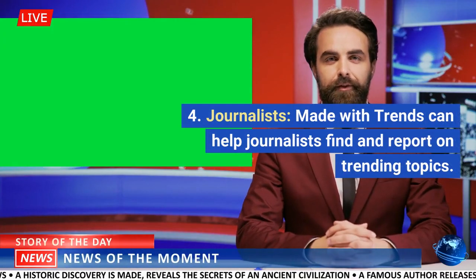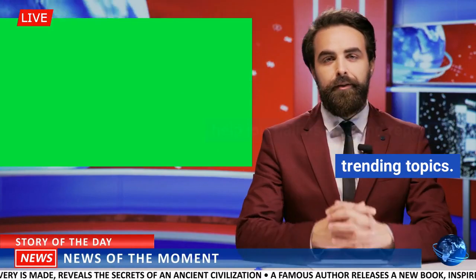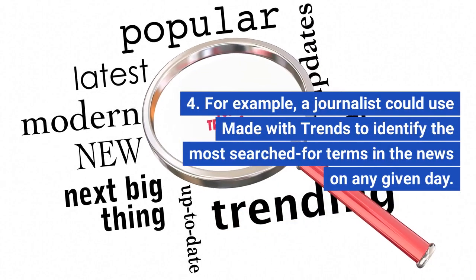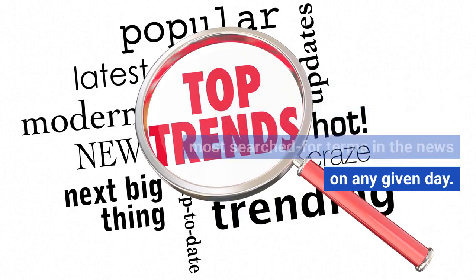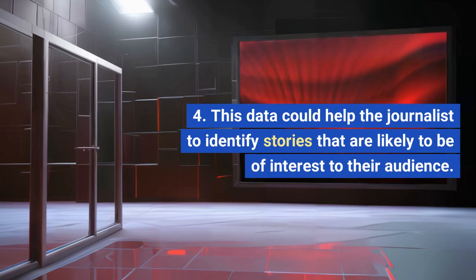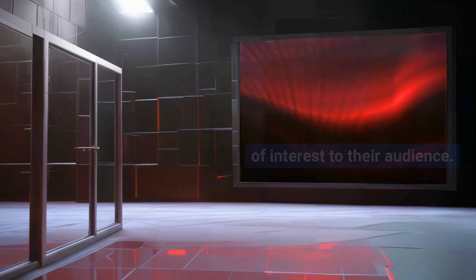4. Journalists. Made with Trends can help journalists find and report on trending topics. For example, a journalist could use Made with Trends to identify the most searched for terms in the news on any given day. This data could help the journalist to identify stories that are likely to be of interest to their audience.